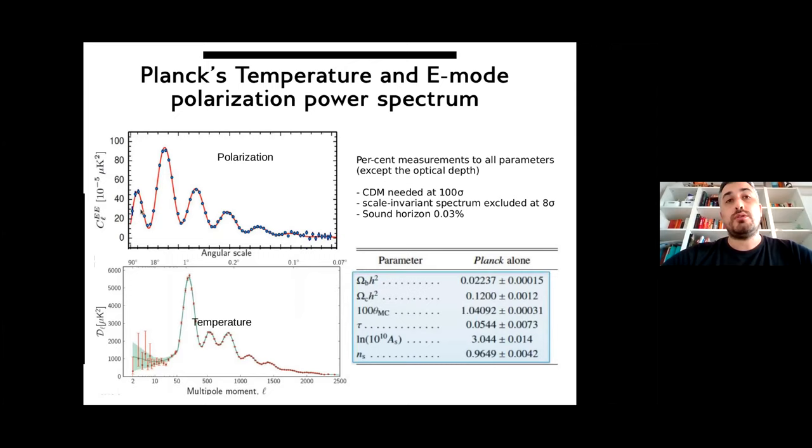So by comparing this data and theory, we know that, for example, we need dark matter with a statistical significance of over 100 sigma. We can also already infer properties of dark matter. We know that it cannot be too warm, otherwise we would have seen this effect in the CMB. And this data has provided values for the main parameters describing the universe to a precision of about 1%.